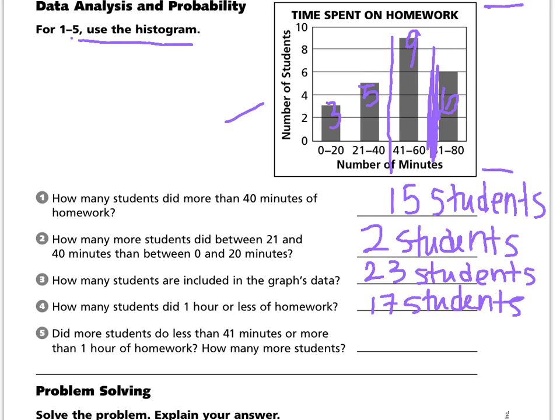Did more students do less than 41 minutes or more than 1 hour of homework? How many more students? So looking at that, I need to look at the 41 minutes or more than 1 hour of homework. So keep in mind it's less than that. I know that 8 students did less than 41 minutes, and I know that 6 students did more than an hour. So I know that the difference is going to be 2 students, and I know that they worked less than 41 minutes.